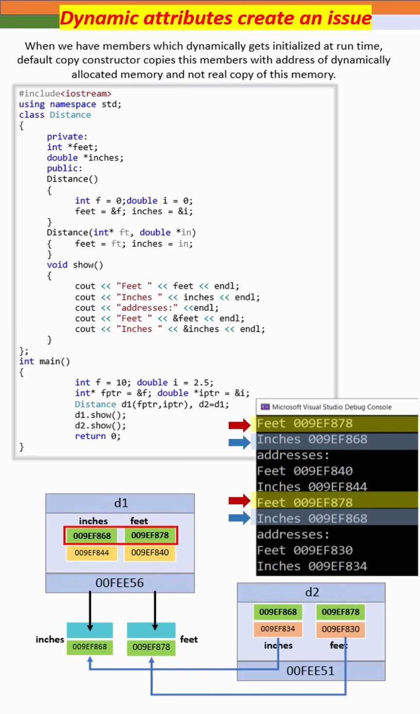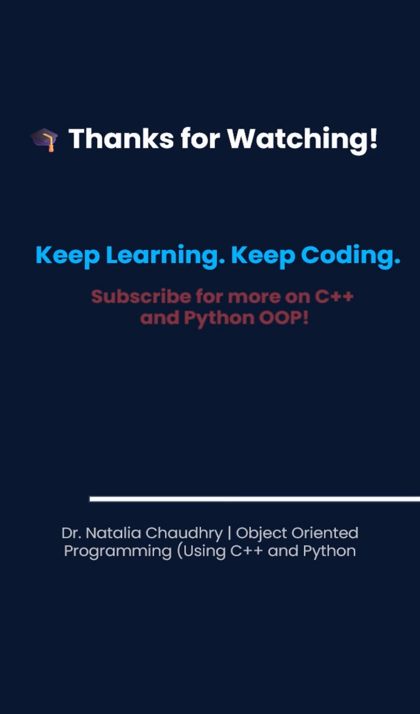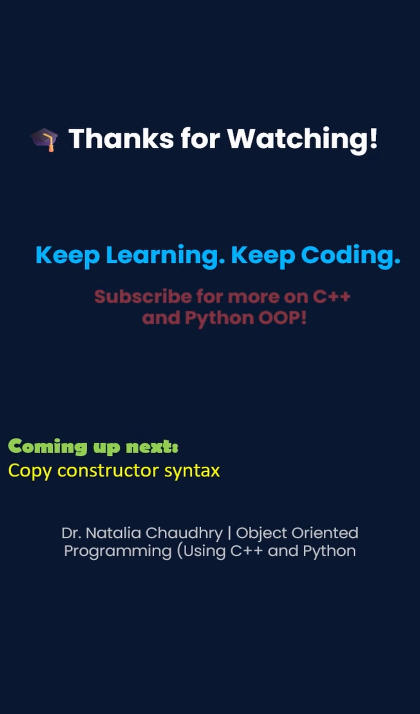For example, if one of the objects modifies or deletes the data, it leaves the other with a dangling pointer. This is the classical example of why shallow copying fails when classes use pointers or dynamic memory. So to fix this, we need to implement a user-defined copy constructor that performs a deep copy, allocating new memory and copying the actual values so each object manages its own separate data safely.